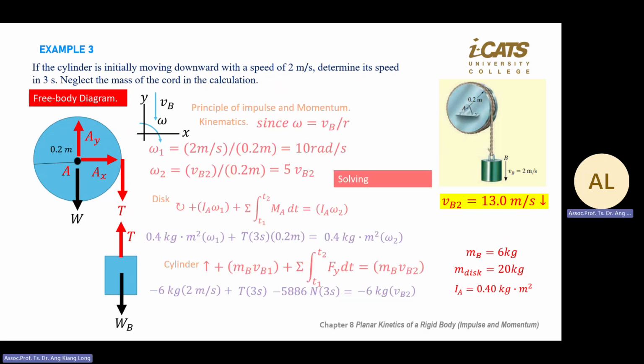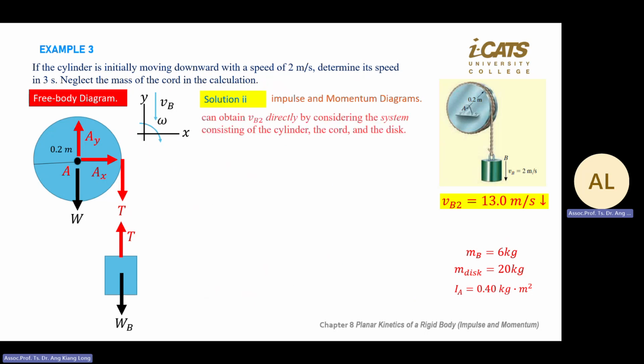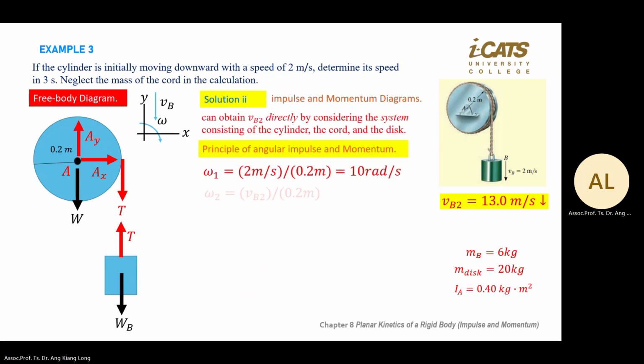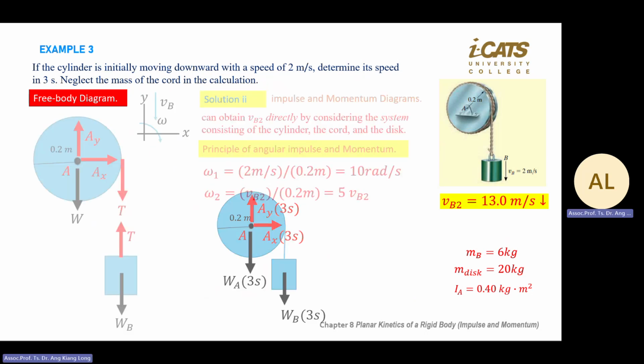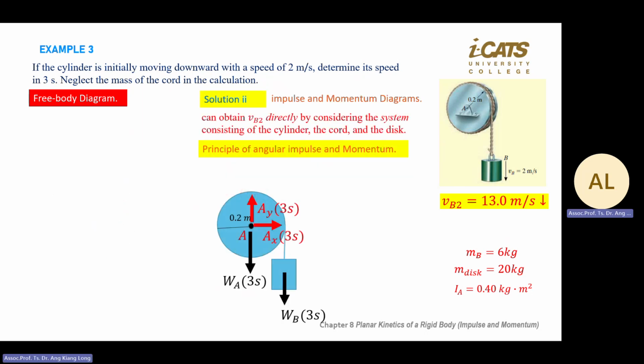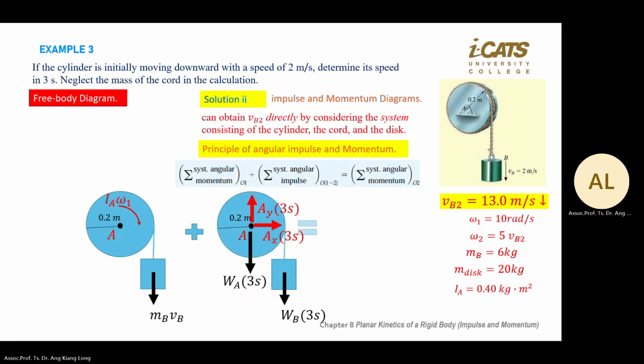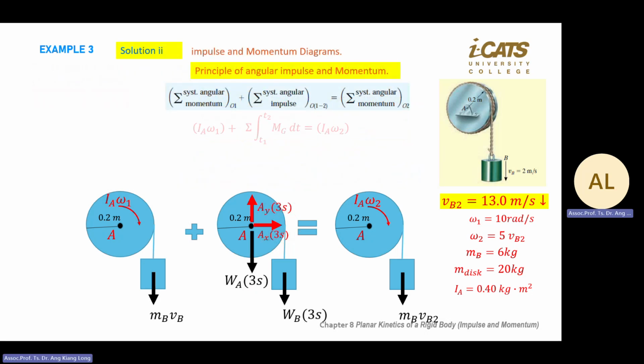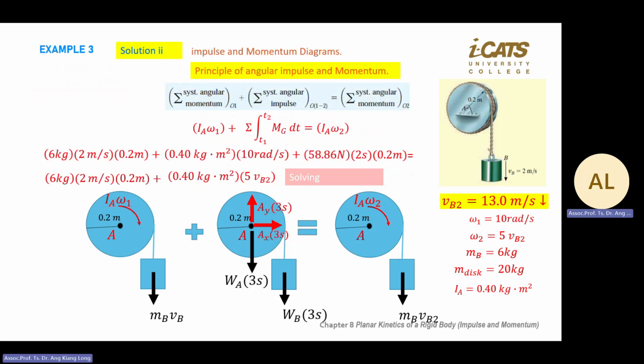Okay, so I'll show you solution 1. Solution 2 is your homework. The homework is using another formula with angular momentum. This one is using a diagram to solve. This one directly uses I omega plus M dt to find the missing VB.